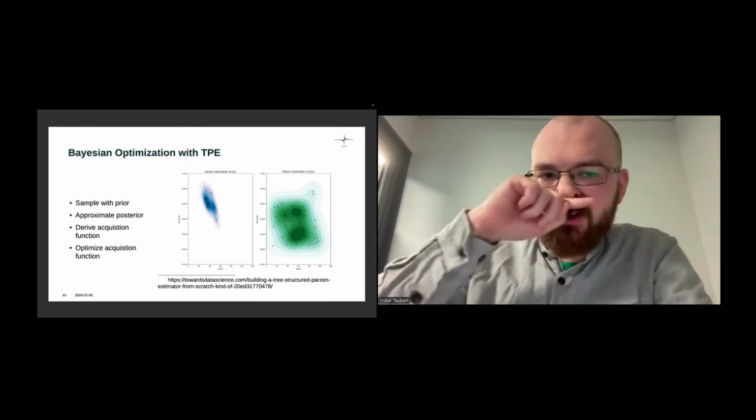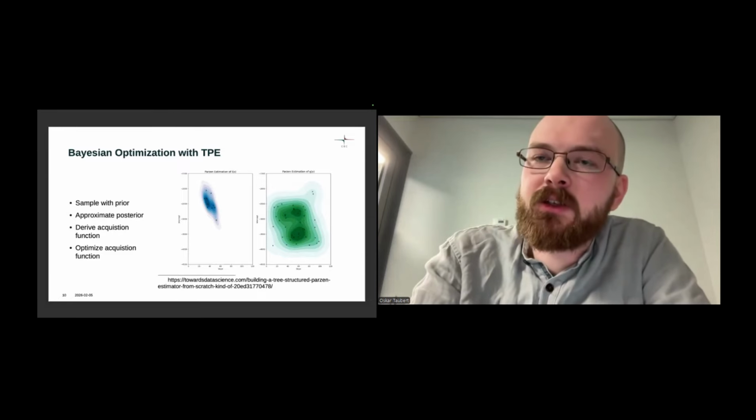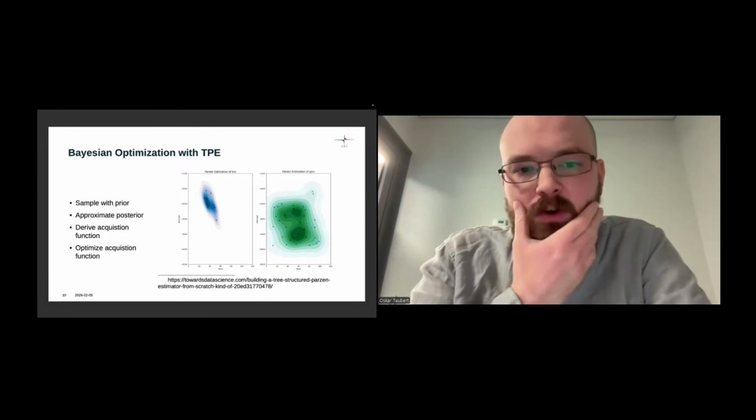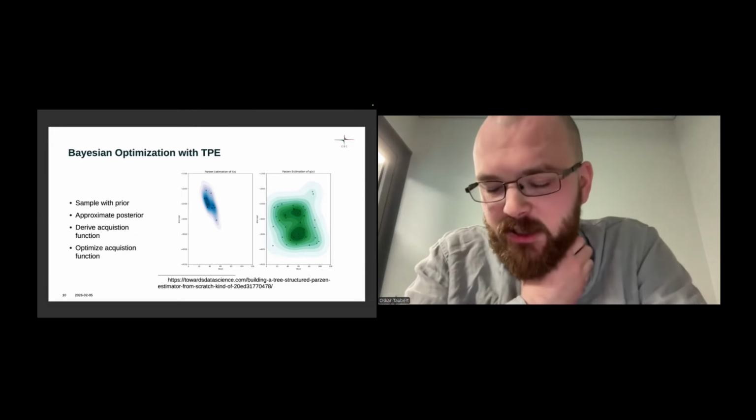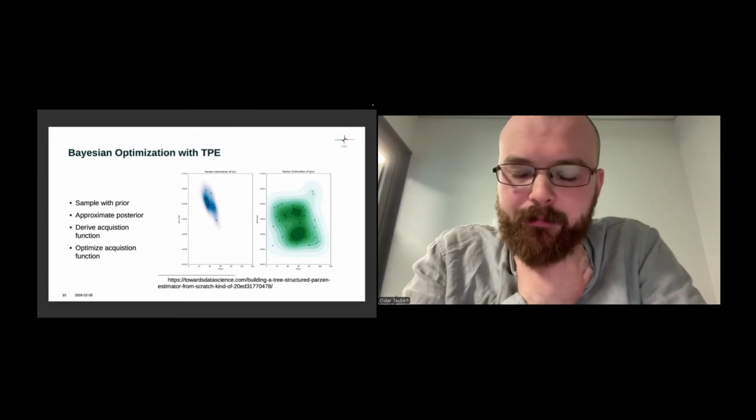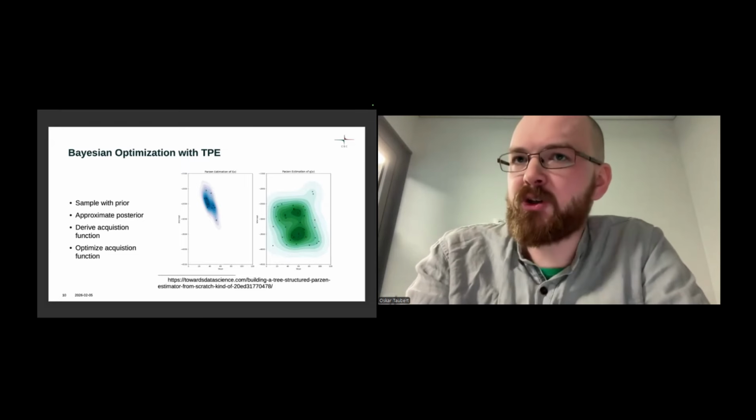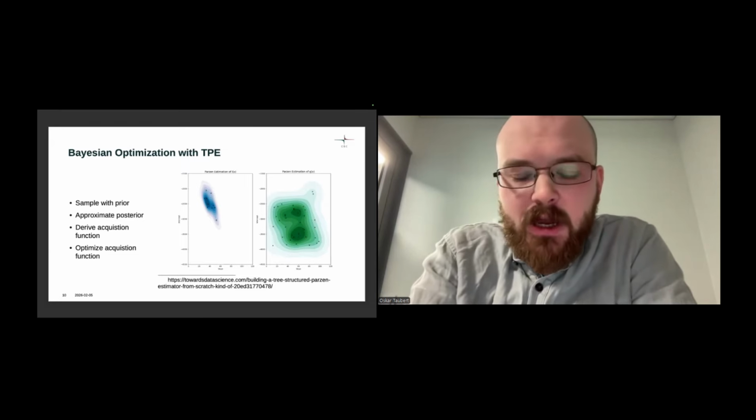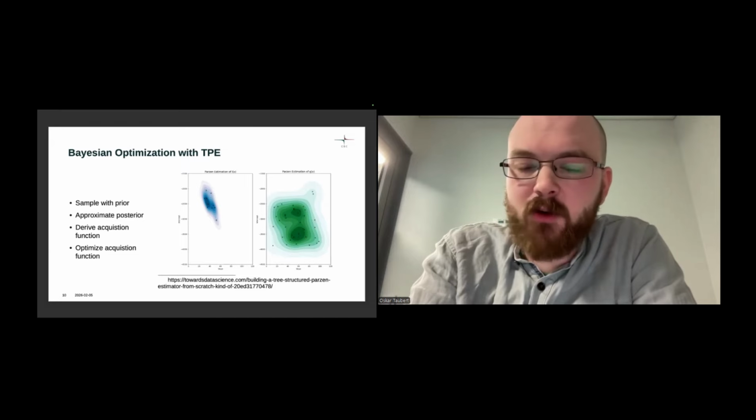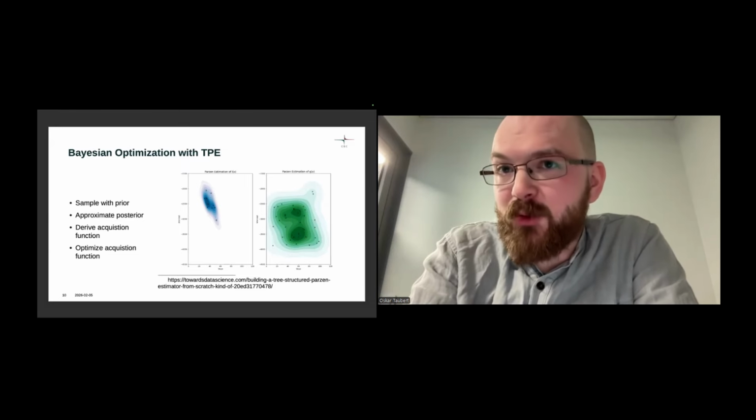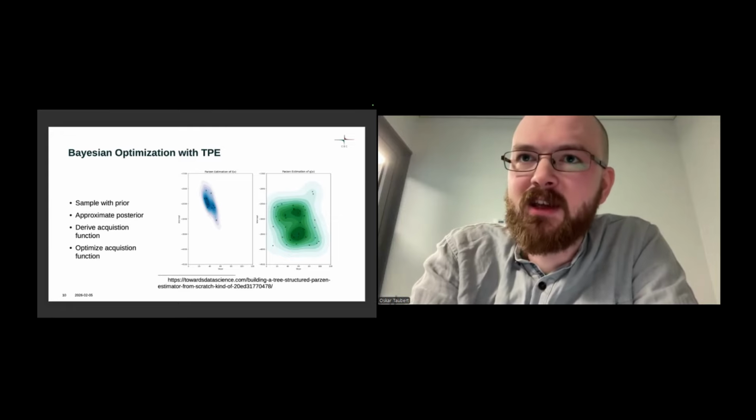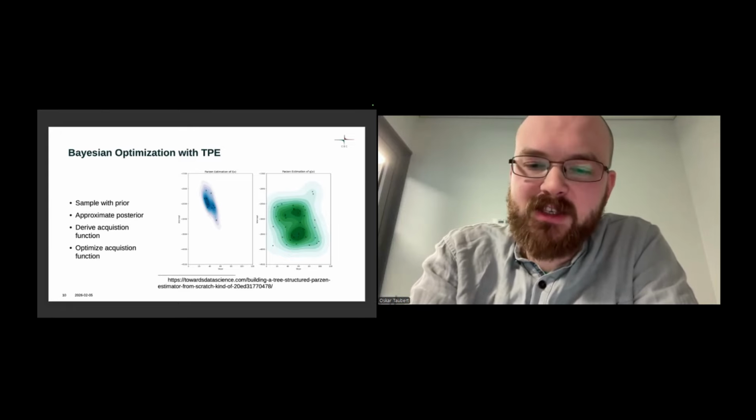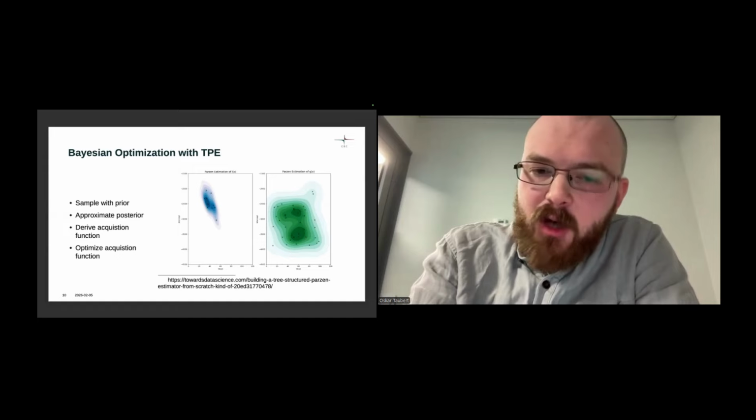But you can also use this TPE on non-continuous or categorical parameters as well. And that gives you the next point to sample. Now, if you still have enough resources to run several of these in parallel, how do you do that?